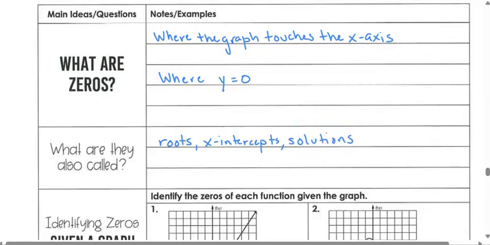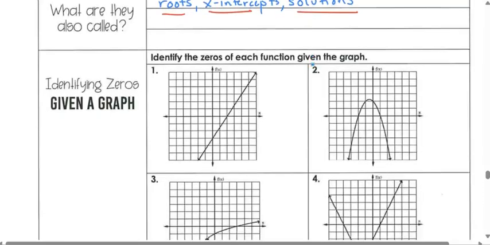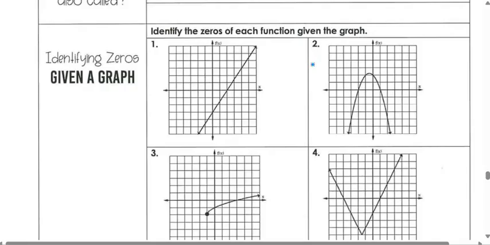Okay, so all four of these words, zeros, roots, x-intercepts, solutions, are all interchangeable. They all mean the same thing. We're all talking about where the graph touches the x-axis. So we'll look at some graphs. You can have more than one zero. Sometimes there's only one. Sometimes there are none.